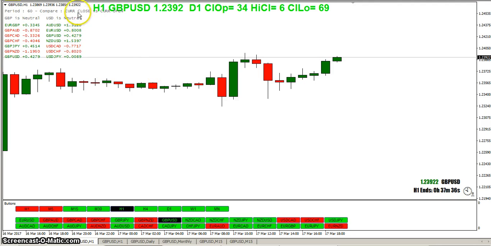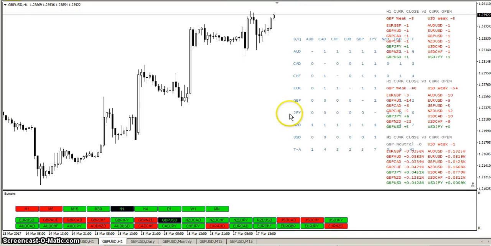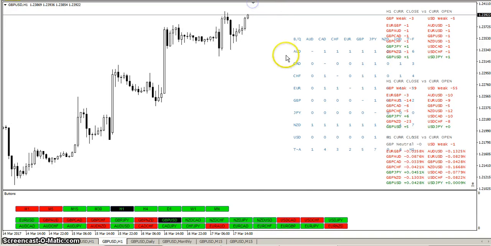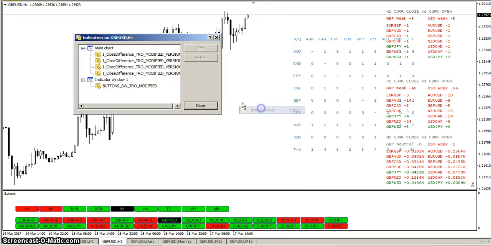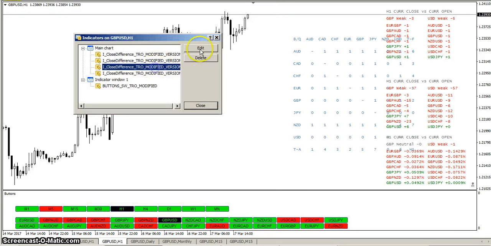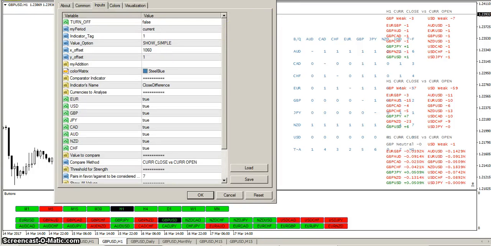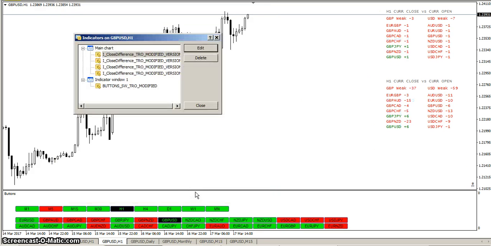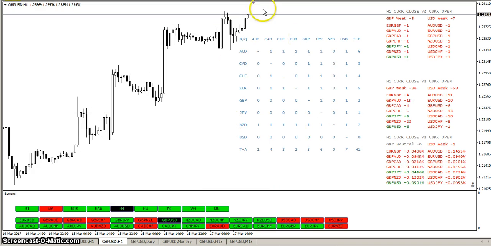Well, you know, this is the original version. And then I made a TRO modified version here. In fact, I made a little change. So let's see, that's percent, that's pips. I'll explain what those mean in a second here. I guess I should have started here first. X offset, call it 650. I had to move it over a bit.